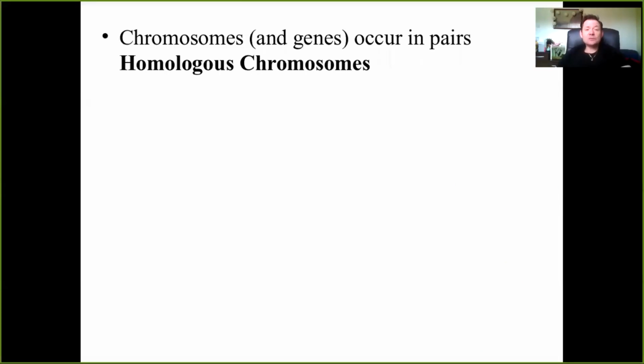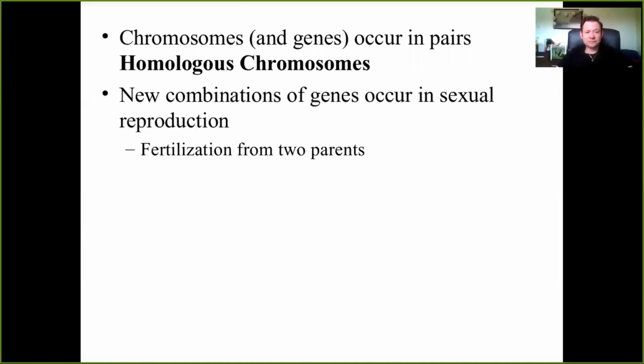Okay, so chromosomes and genes occur in pairs. Pairs of genes exist on homologous chromosomes. So two chromosome 1s carry the same genes, two chromosome 2s, 3s, 4s, 5s, etc. They're known as homologous chromosomes.